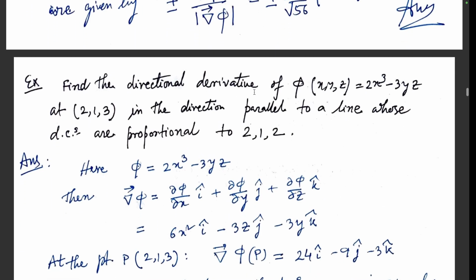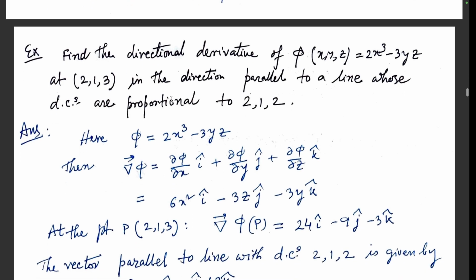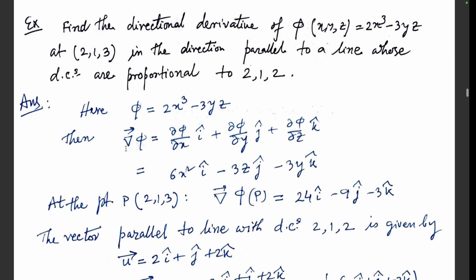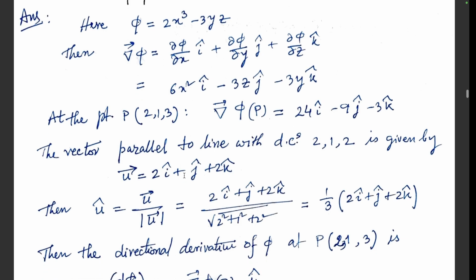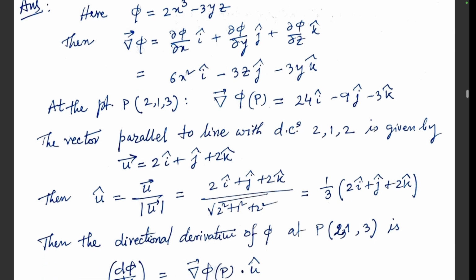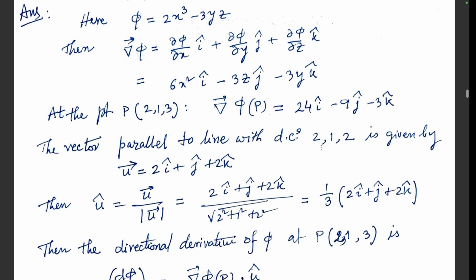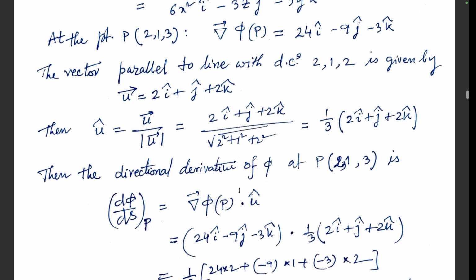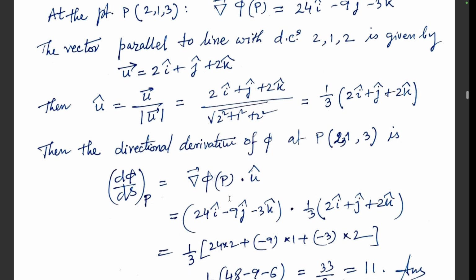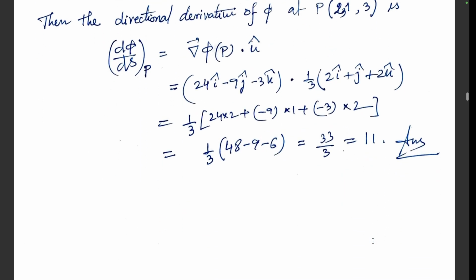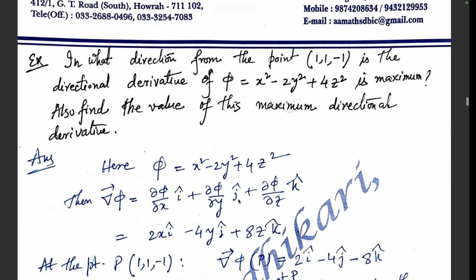Example 2: find the directional derivative of phi, which is this, at the point (1, 2, 3) in the direction parallel to the line whose direction cosines are proportional to 2, 1, 2. Here phi is this, grad phi is this, and grad phi at the point P is this. The vector parallel to the line with direction cosines 2, 1, 2 is given by u vector, 2i cap plus j cap plus 2k cap, and u cap is this. The directional derivative of phi at the point P, d phi by ds, is grad phi at the point P dot u cap. Hence the answer is 11. Next, example 3.